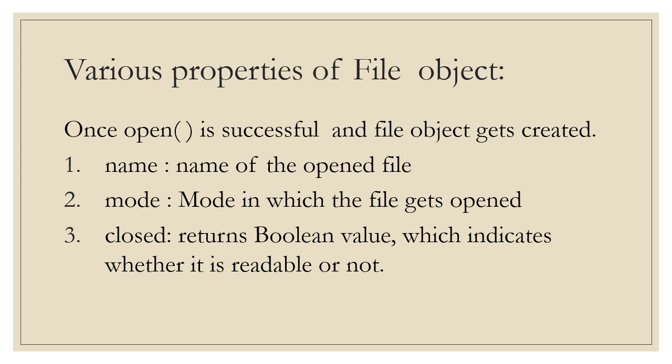Once open is successful and the file object gets created, we can retrieve various details related to that file using its associated properties. First, what are all the things we can find using the open function? We can find the name of the opened file. We can find the mode in which the file is opened, and we can get a boolean value which indicates whether it is readable or not. So these kinds of things we can have in the open function.